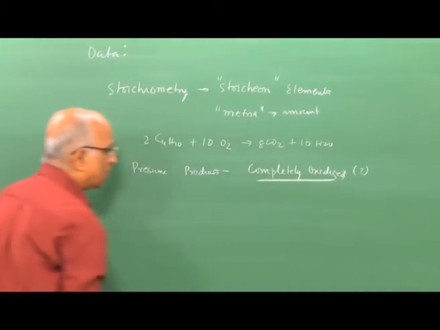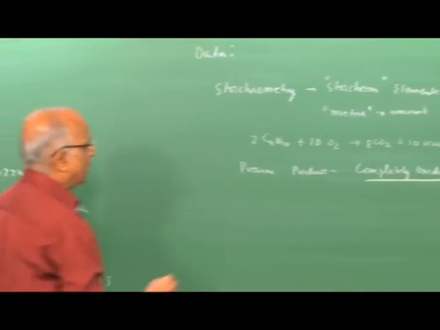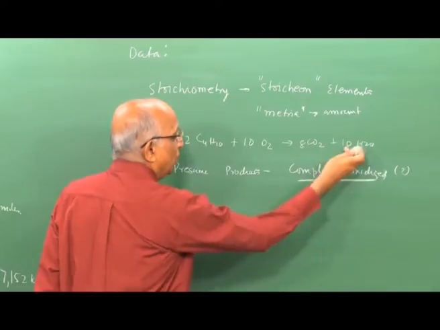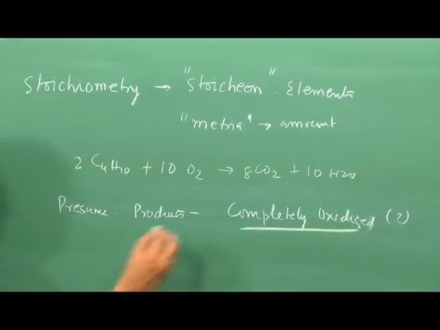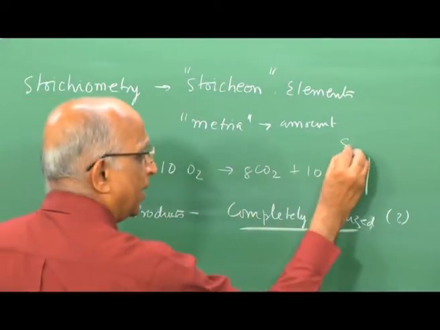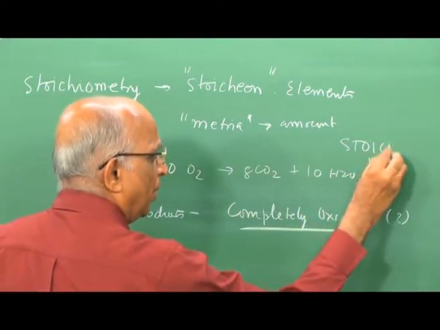That means, when the products are completely oxidized, the reaction becomes C4H10 plus the oxygen we have written earlier, which gave fully oxidized products, and this type of reaction is what we call a stoichiometric reaction. Let me write it again: stoichiometric reaction.